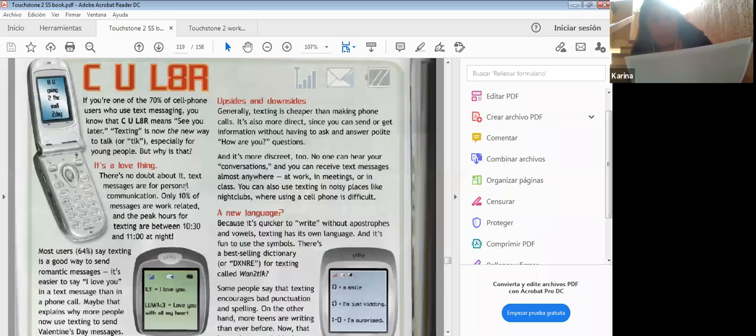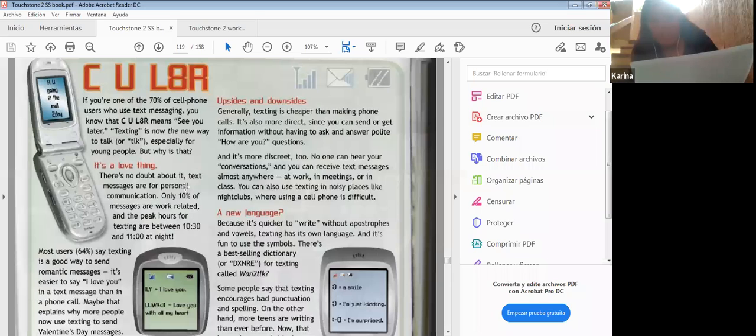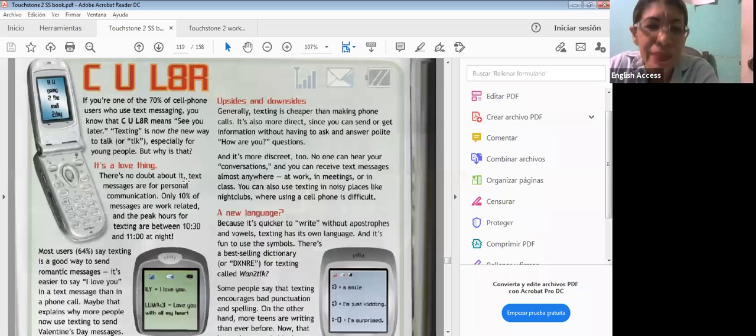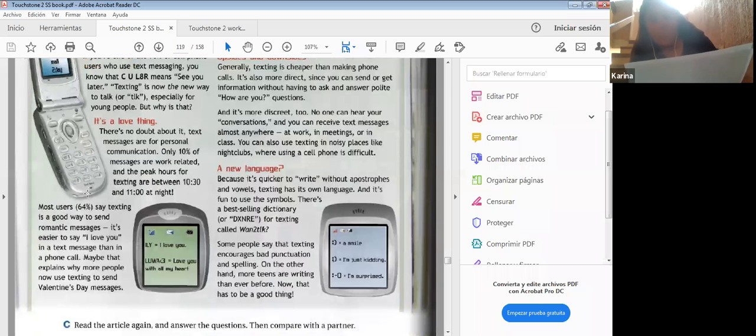It's a love thing. There's no doubt about it. Text messages are for personal communication. Only 10% of messages are work related, and the peak hours for texting are between 10:30 and 11 at night.